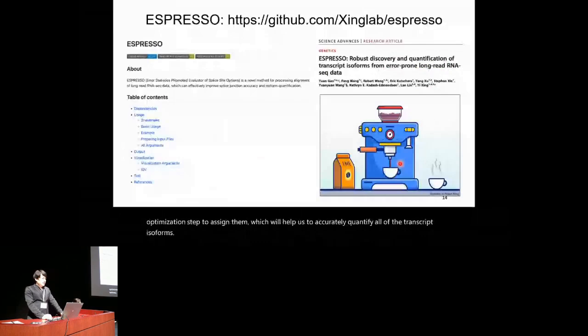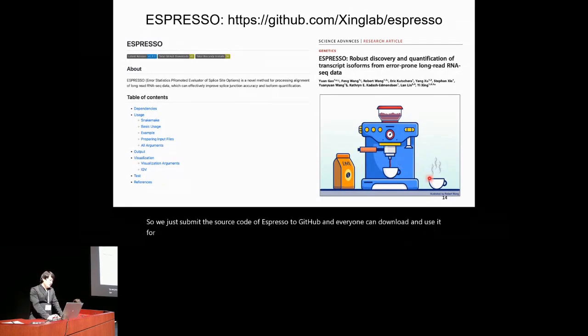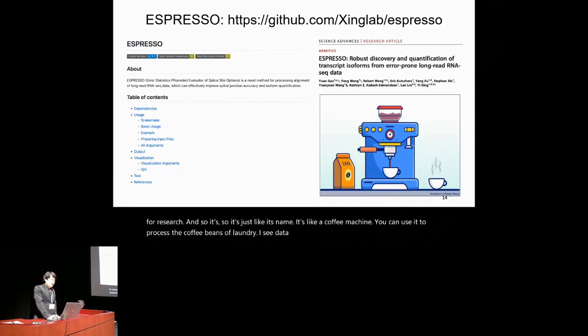So we just submit the source code of ESPRESSO to GitHub, and everyone can download and use it for research. So it's just like its name. It's like a coffee machine. You can use it to process the coffee beans of long-read RNA-seq data, and you can obtain a high-quality transcript isoform.